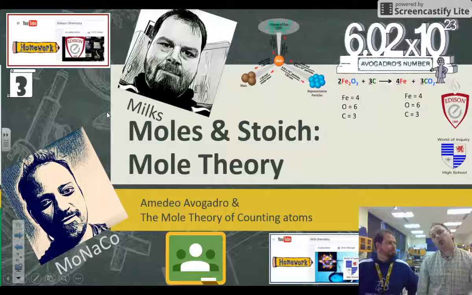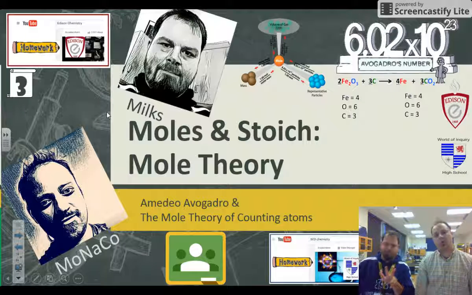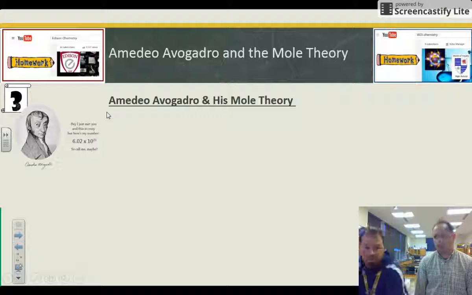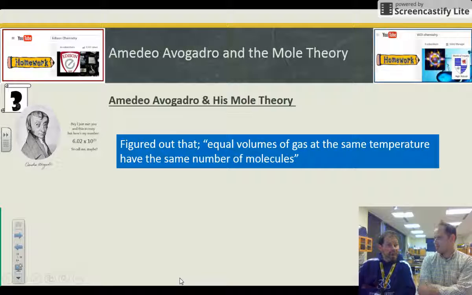And we're going to hit up homework number 3. We're going to talk about Amadeo Avogadro and his mole theory. Yeah, so this is the heart of it. He was the guy that figured out specifically that equal volumes of gas, under the same pressure and temperature, have equal numbers of particles.